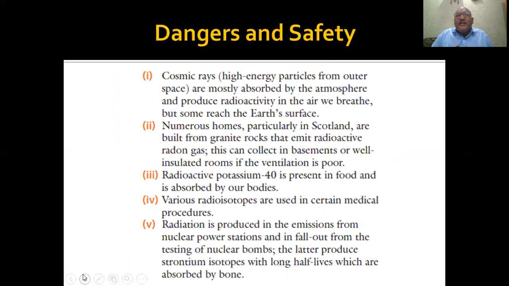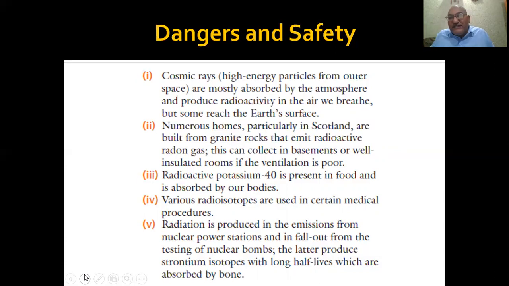Cosmic rays, high energy particles from outer space, are mostly absorbed by the atmosphere and produce radioactivity in the air we breathe. But some reach the Earth's surface. Most of the cosmic high energy particles coming from outer space do not reach the surface of the Earth. The atmosphere, which is acting like a blanket, is a safety measure for us. It stops them. Numerous homes, particularly in Scotland, are built from granite rocks that emit radioactive radon gas. This can collect in basements or well insulated rooms if the ventilation is poor.